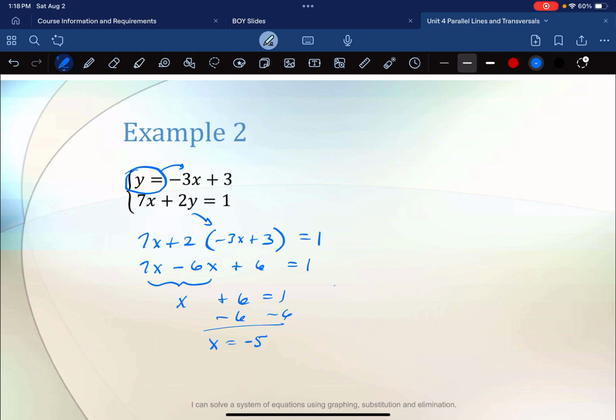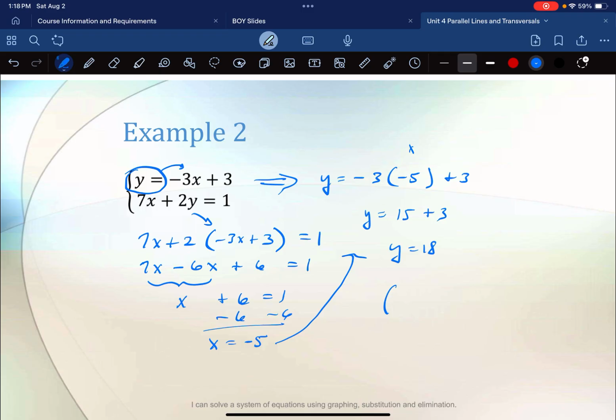Now go back up to step 1 here, where you started with that original equation, y equals, and now instead of putting in the x, what goes in place of the x is what x equals, and that's what we got was negative 5 down here. So y equals negative 3 times negative 5 is positive 15 plus 3 makes 18, and my solution is negative 5 comma 18. Those two values, when plugged in, make both of those equations true. Okay?